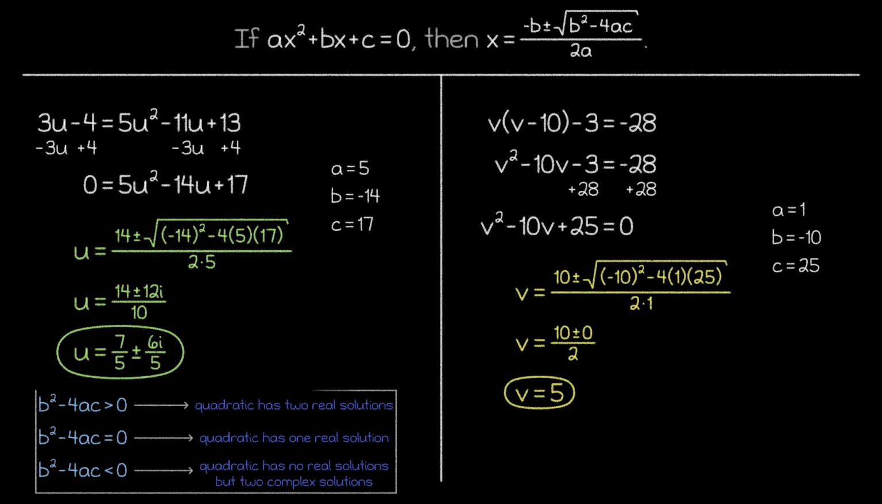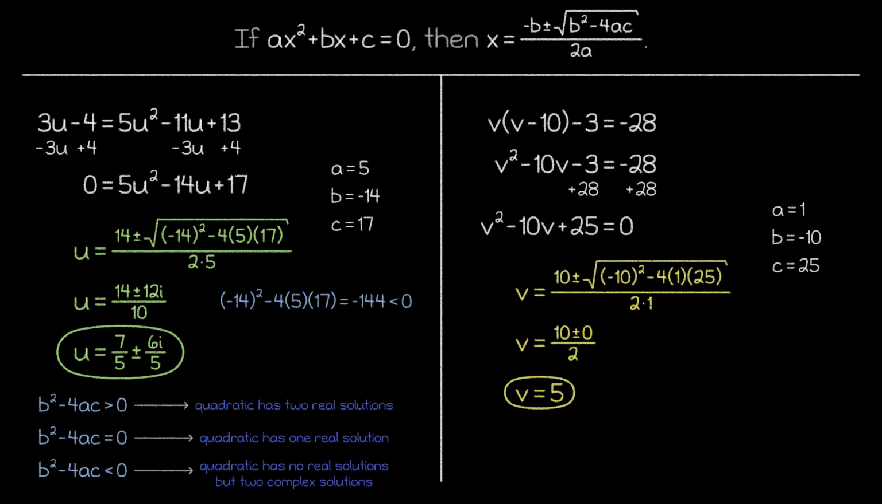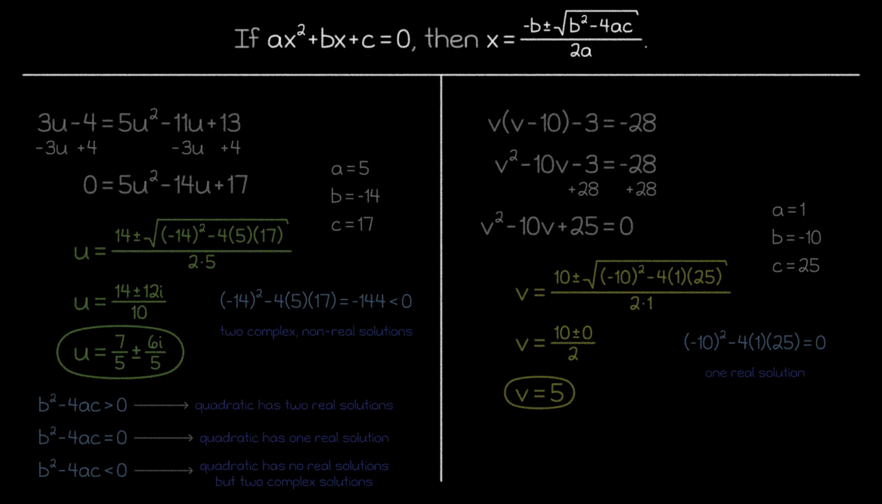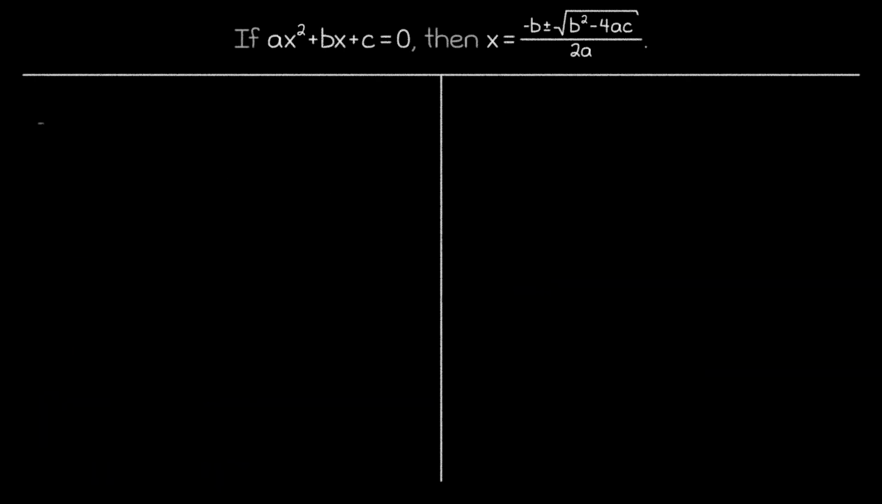To relate these statements to the problems on this screen, the discriminant when finding u was negative, and so we had two complex but non-real solutions. But when finding v, the discriminant was 0, and so we had a single real solution. We'll use this information on our last screen to make some predictions about our solutions before we actually find the solutions.